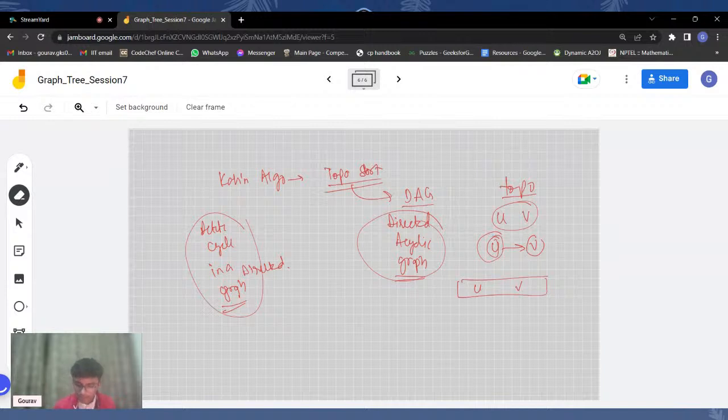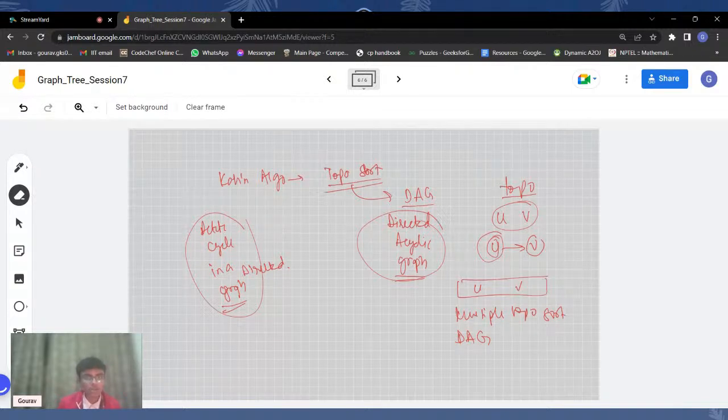And there can be multiple valid toposorts for a given answer. And toposorts are only available for a directed acyclic graph. Why directed? Because I am saying that U should come before V. And if it was undirected, it means that U is connected to V, V is connected to U. Then U should come before V and V should come before U. And that is not possible. So that is the reason it should be directed.